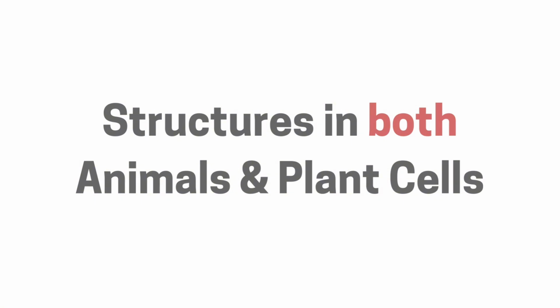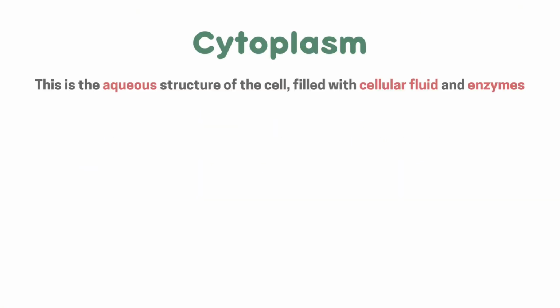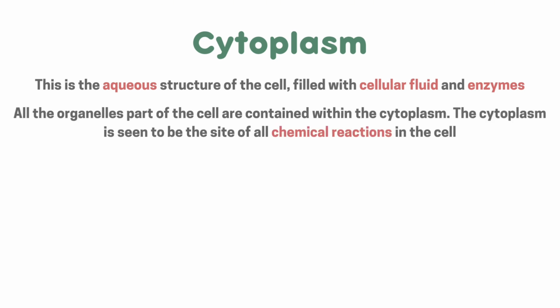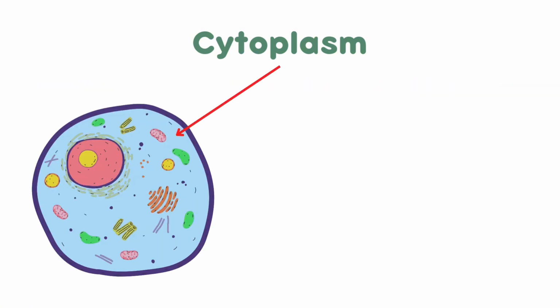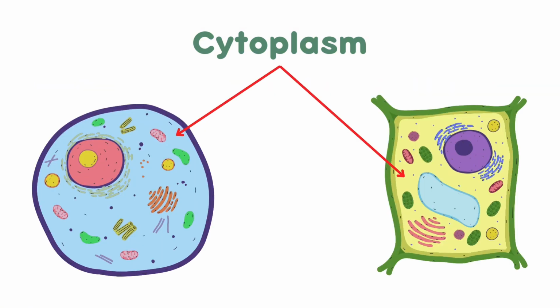Structures in both animal and plant cells. First, we have the cytoplasm. This is the aqueous structure of the cell, filled with cellular fluid and enzymes. All the organelles part of the cell are contained within the cytoplasm. The cytoplasm is seen to be the site of all chemical reactions in the cell. At GCSE, it might have been described as the jelly-like fluid. However, at A-level, it's much better to say aqueous. This is the cytoplasm on an animal cell and in a plant cell.